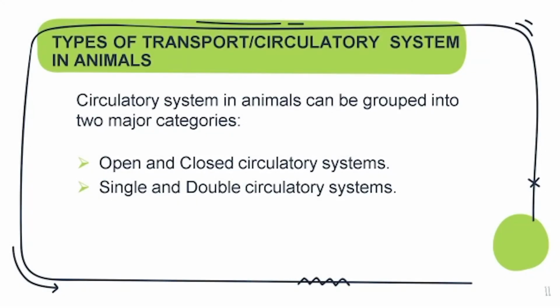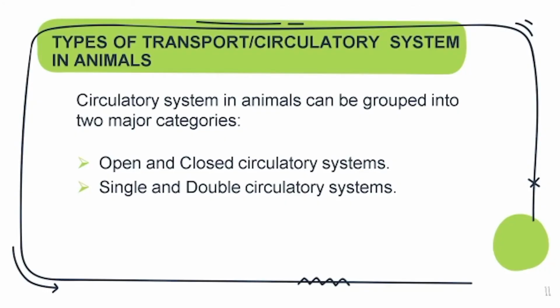Now, what are the types of transport system that we have? In animals, we have 2 major types of transport system, or we call it circulatory system. It can also be referred to as circulatory system because it is continuous. It moves continually. So that's why we either call it transport system or circulatory system. So next time when you hear transport system, you should know that we are also referring to circulatory system.